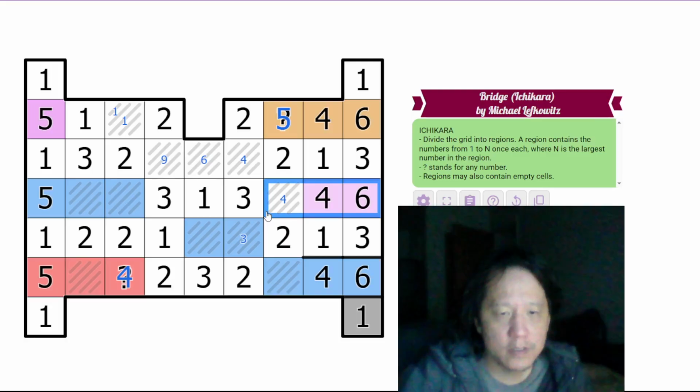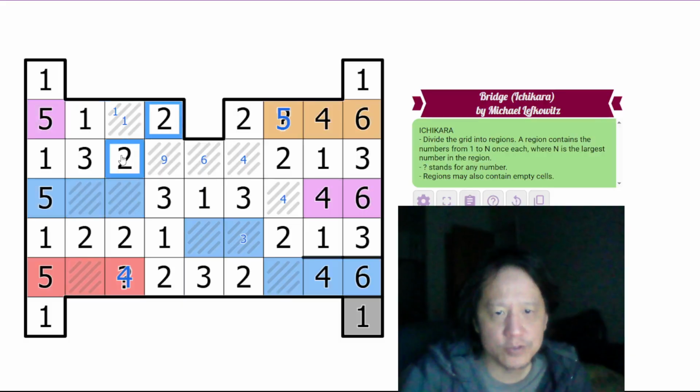Pink. This pink cannot go that way because it's blocked by the blue. So it has to go through the 2. So this cannot go through 2, which means this has to go through the 3. So it goes through 3. It must go through 2. This has to go through a 1, so this is blocked there. So therefore it has to go this way.